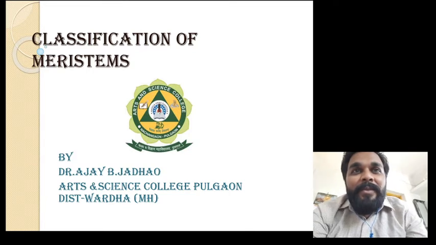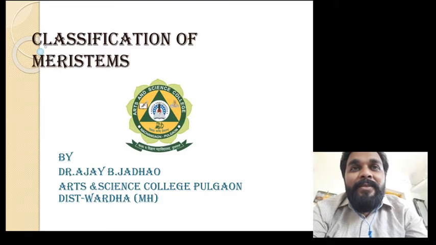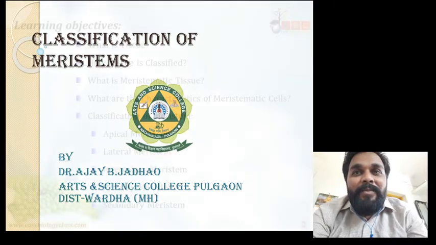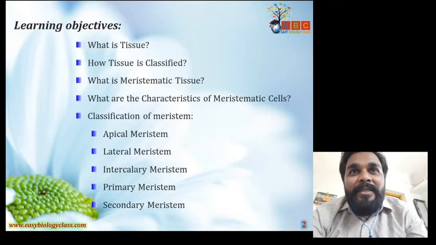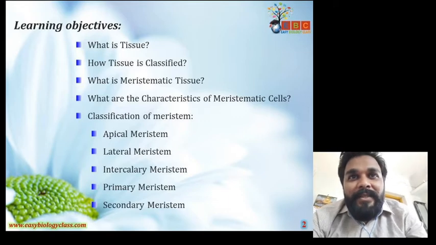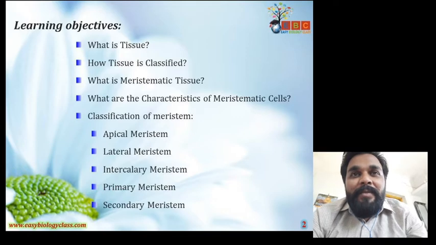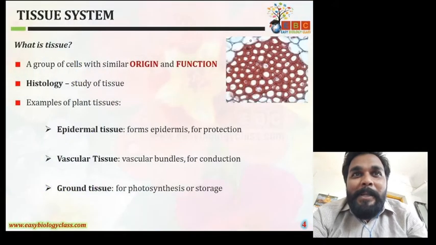Today we will discuss the classification of meristematic tissue, which is generally present in angiospermic plants. What will we study today? What is meant by tissue, their classification, and meristematic activity. Generally, the meristem or meristematic tissue is classified into the following types: apical meristem, lateral meristem, intercalary meristem, primary meristem, secondary meristem. Okay, tissue system.